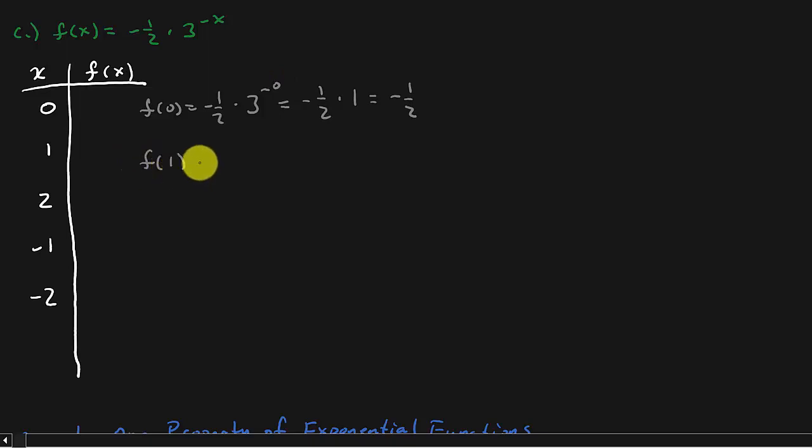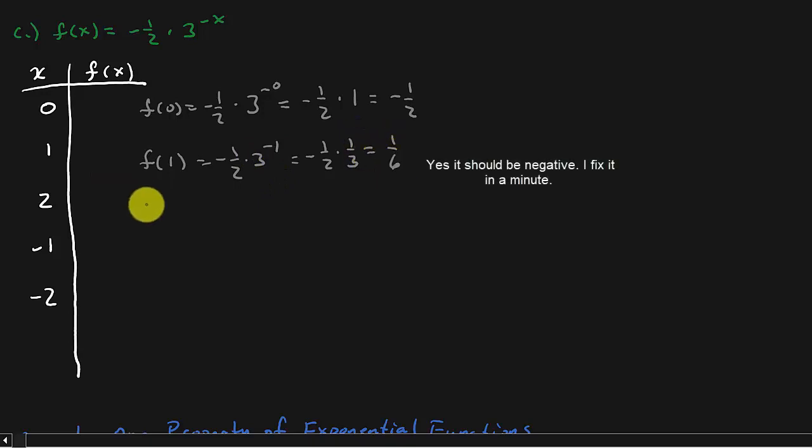And then we've got f of 1, which is negative 1/2 times 3 to the negative 1, which is negative 1/2 times 1/3, which is going to be negative 1/6. And then we've got f of 2, which is negative 1/2 times 3 to the negative 2, which is negative 1/2 times 1 over 3 squared, which is negative 1/2 times 1/9, which is negative 1 over 18.